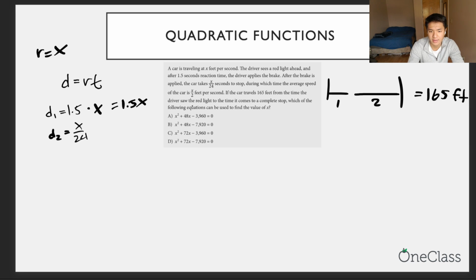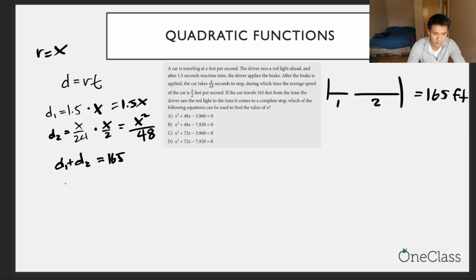And then how fast was the car traveling in that time? We get the average speed of the car is x over 2 feet per second after the brake is applied. So that's x over 2. And we can simplify this equation, and that gives us x squared divided by 48. And that is how far the car traveled in that second phase of this process. And so putting that together, we get d1 plus d2 is equal to the total distance between the driver seeing the red light and then stopping, and that's going to be equal to 165 feet.